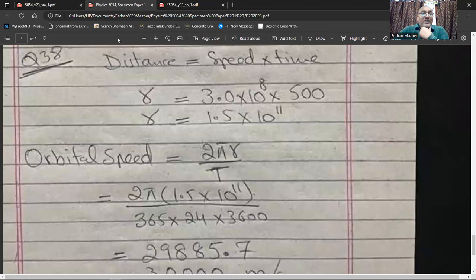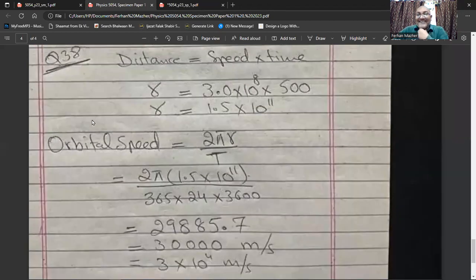The orbital speed formula, that's the new topic. Pay attention. Orbital speed is 2πr divided by t. Here, r is the radius of the orbit in which that planet is moving around the sun. So 2π into 1.5×10^11 divided by the time. The Earth takes 365 days to complete one revolution around one circle. But the time should be taken in seconds, so 365 multiplied by 24 multiplied by 3600 is written in the denominator.